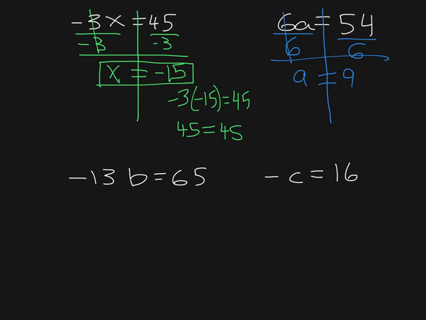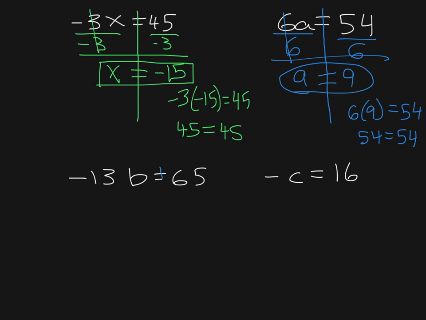Now, I want to double check this. I'm going to plug this 9 back into the original equation. Substitute it in. 6 times 9, because a equals 9, equals 54. 6 times 9 does give me 54. So 9 is the value that makes that equation true. So I know that I found the right answer.